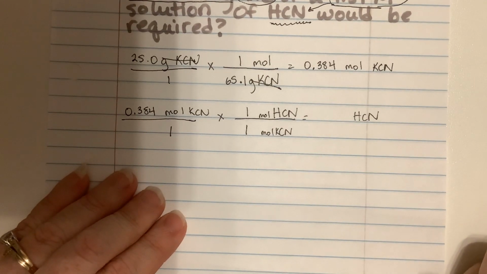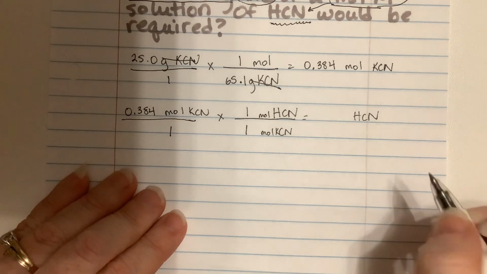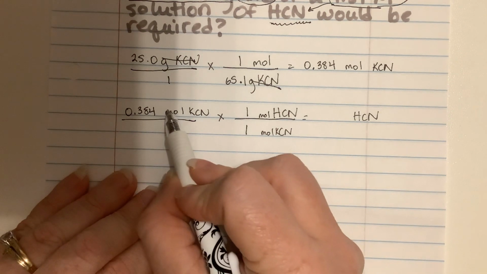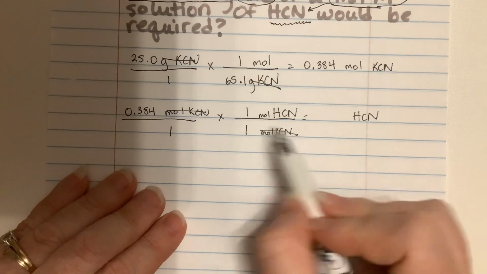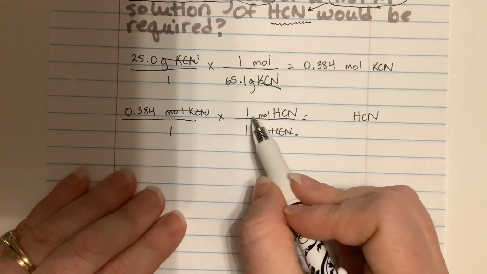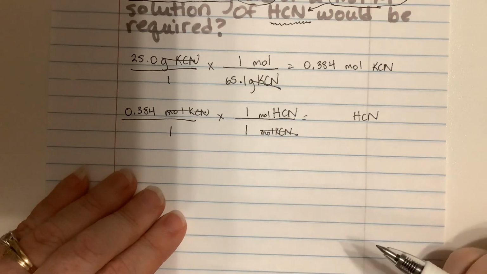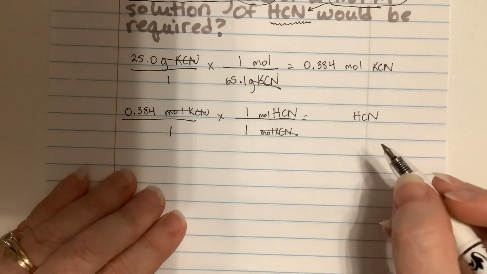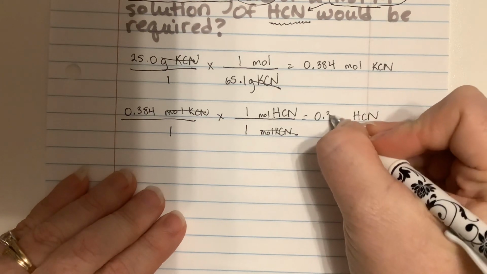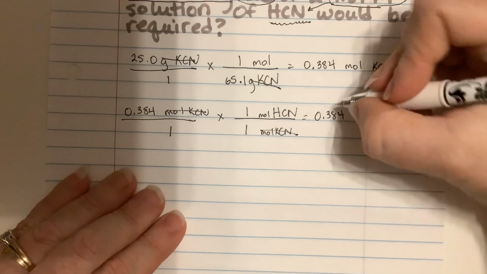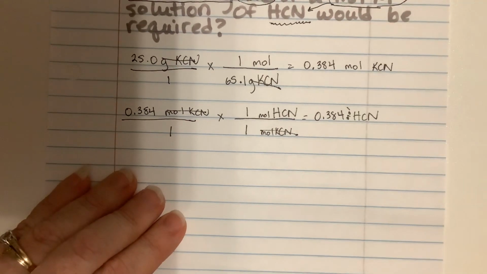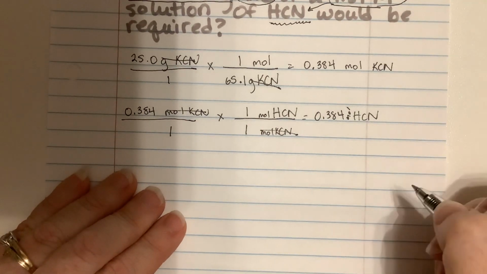Is this coming back to you? Do you remember when we did this? All right, and so what we're going to do, we're going to cross this out. We're going to either multiply by 1 or divide by 1. It's your choice because it ends up being the same number, which is 0.384 moles of HCN. Okay, we're getting there.